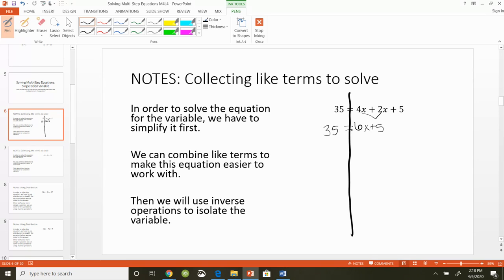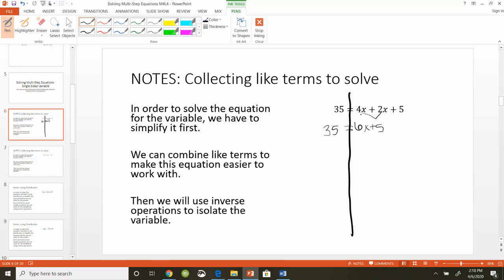Okay. From there, on the left-hand side, I still only have a 35. I can't do anything with just 35. On the right-hand side of the equal sign, I have 6x plus 5. Again, I can't combine those. So at this point, I'm kind of stuck. This is when you know you can move on to solving.